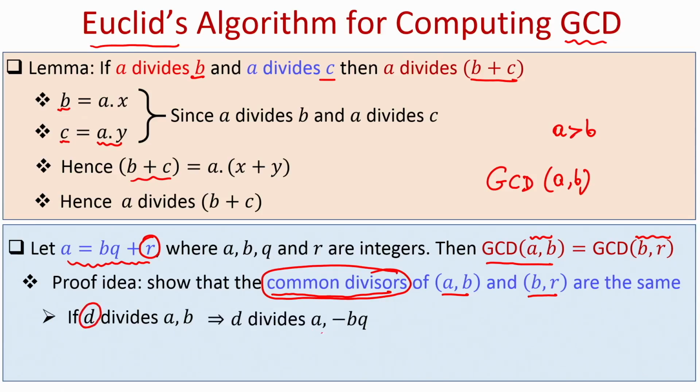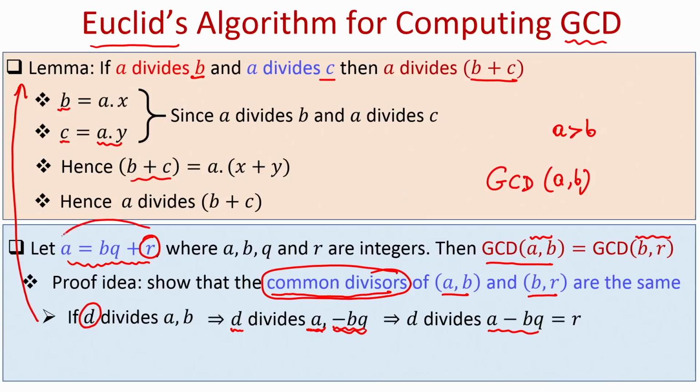So, consider an arbitrary divisor D, which is a common divisor of A and B. Since D divides B, it will divide minus B times Q as well. And D divides A as per our assumption, and now I can apply this lemma. You have a divisor which divides one number and another number, so the same divisor will divide the addition of the two numbers, and the addition here will be A minus BQ, and A minus BQ as per our definition is R. So, that means if you have a common divisor of A and B, then the same common divisor is also a common divisor of B and R.